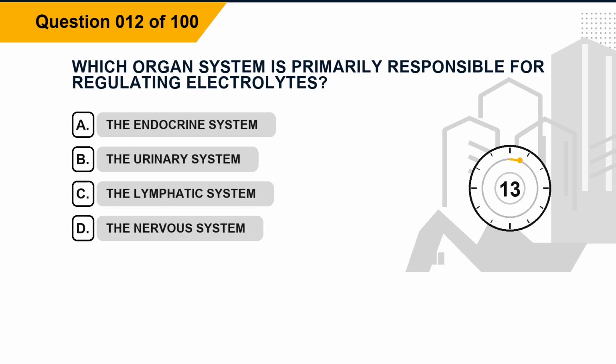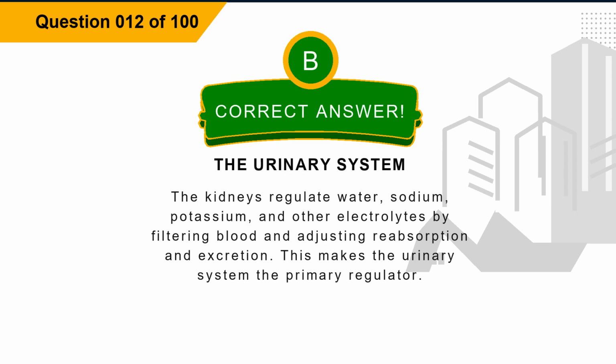Question 12. Which organ system is primarily responsible for regulating electrolytes? Option A, the endocrine system. Option B, the urinary system. Option C, the lymphatic system. Option D, the nervous system. The correct answer is option B, the urinary system. Explanation. The kidneys regulate water, sodium, potassium, and other electrolytes by filtering blood and adjusting reabsorption and excretion. This makes the urinary system the primary regulator.